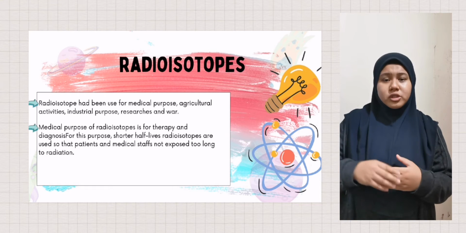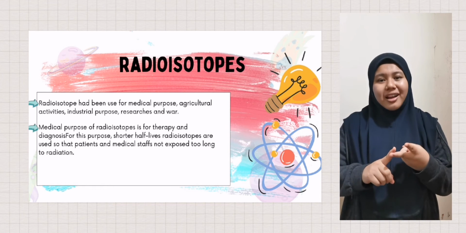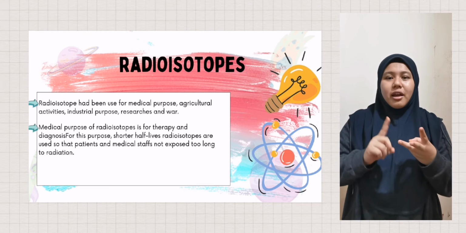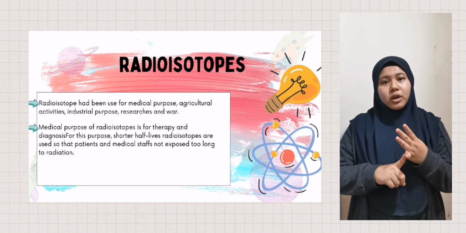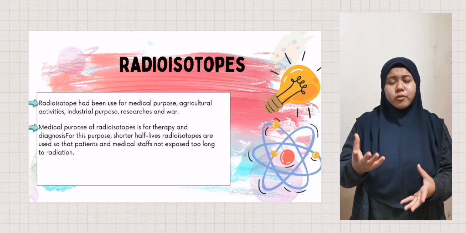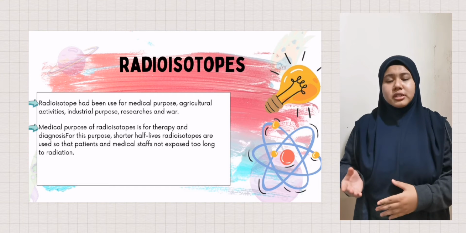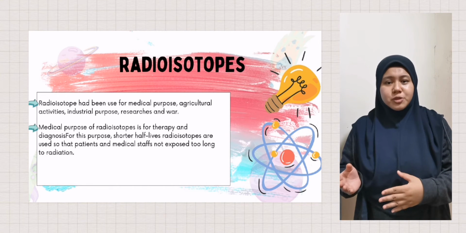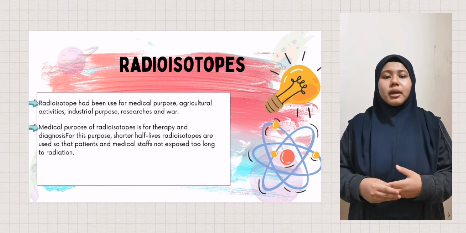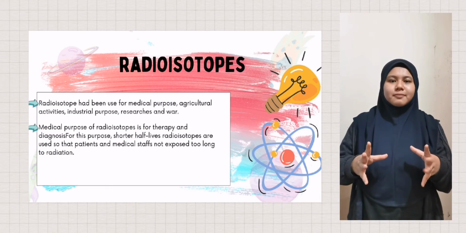Radioisotopes are used in various fields such as the medical field, agricultural activities, research, and also in war. For medical purposes, radioisotopes with shorter half-lives are used because this reduces the radioactive exposure to patients and medical staff, while it is also easier to handle.